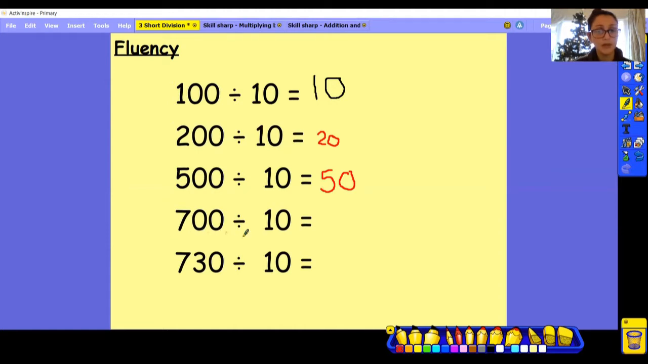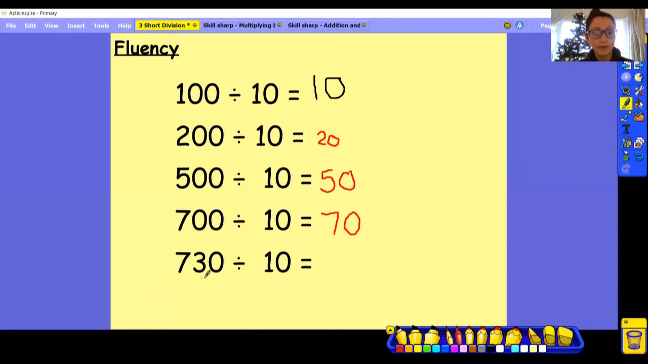So we've got 700 divided by 10. Remember, we need to make this 10 times smaller, okay? What do you think it's going to be? Well done if you said 70. So this still follows the rule. Even though the numbers are slightly different, it still follows the same rule.